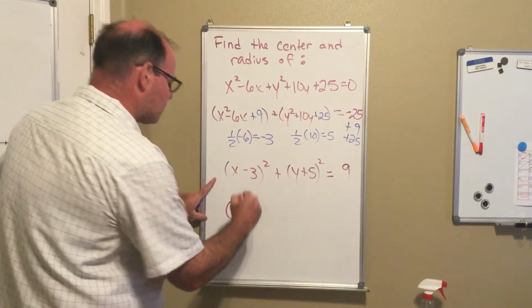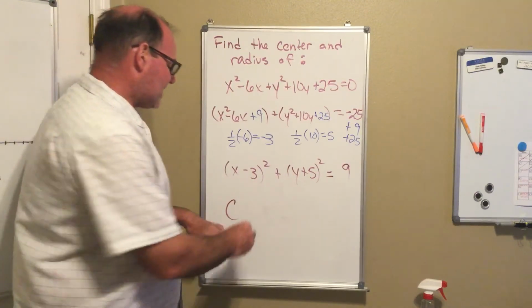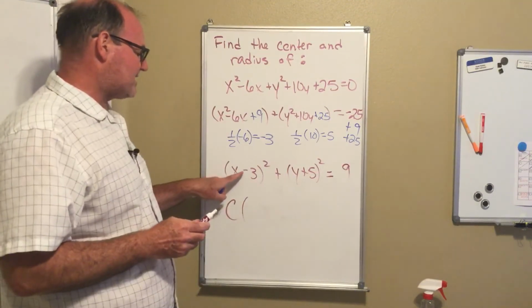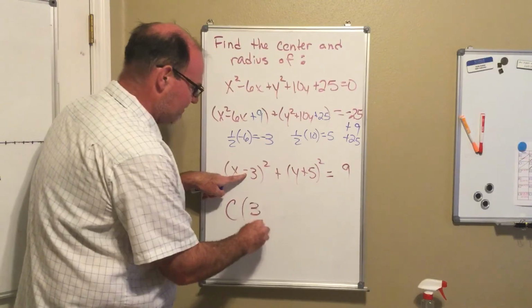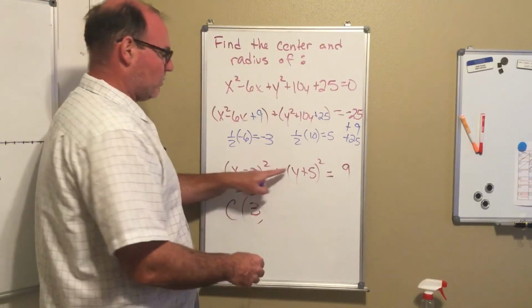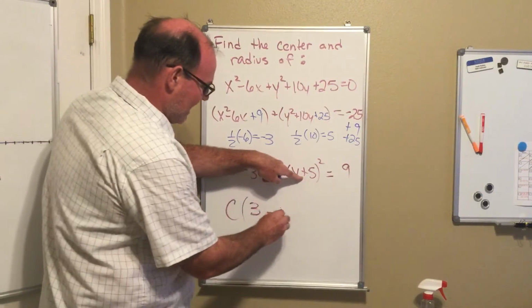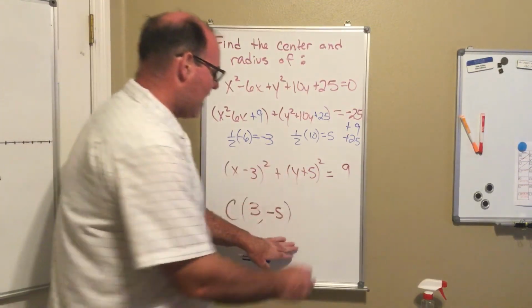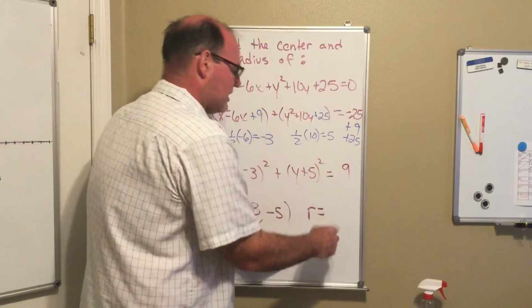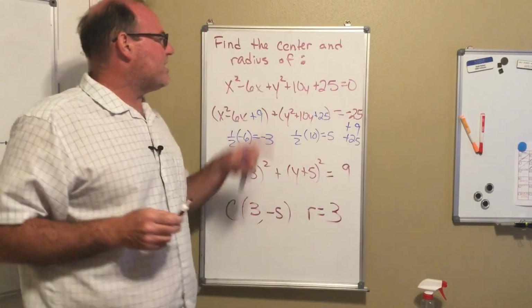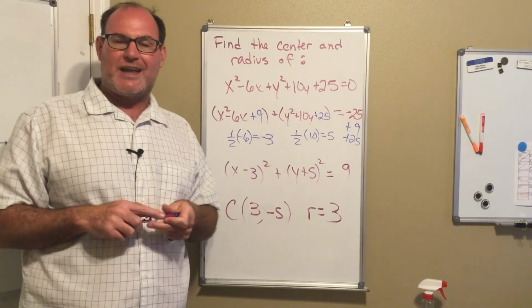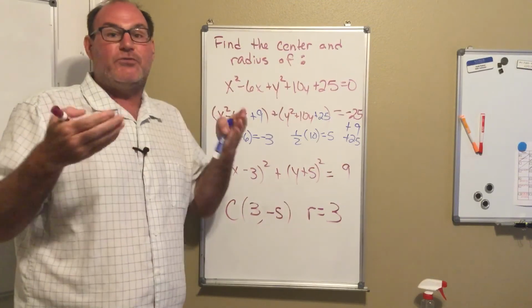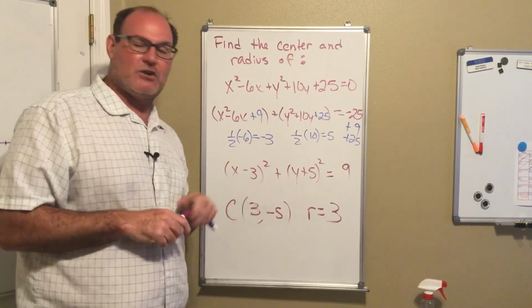So now we just read off the information. The x value of the center, well, this is x minus 3. The y value of the center, well, this is y minus negative 5. Y minus negative 5 is where this plus 5 came from. And then the radius, the square root of 9, is 3. So when you are given an equation of a circle that is not in center radius form, you first have to complete the square, and then there's my information.